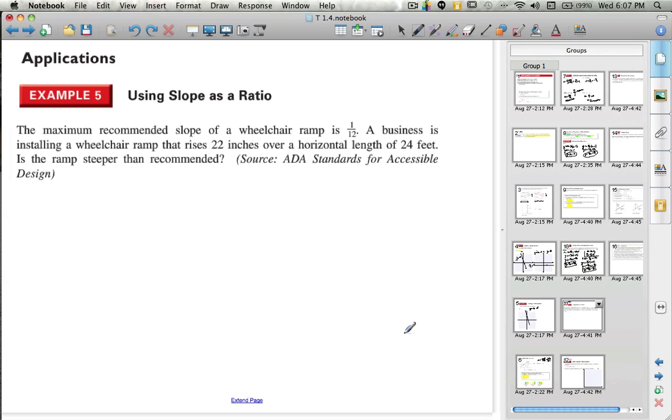If I wanted to apply this information, in this case we're going to look at using slope as a ratio. They're saying the maximum recommended slope of a wheelchair ramp is 1/12. So that would be a rise of 1 over a run of 12, right? This is what it would look like. A business is installing a wheelchair ramp that raises 22 inches over a horizontal length of 24 feet.